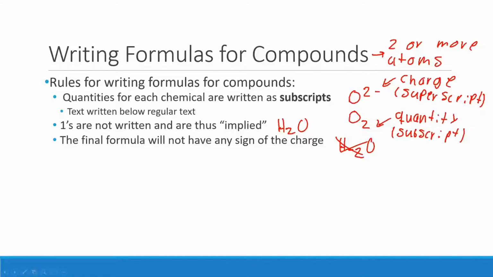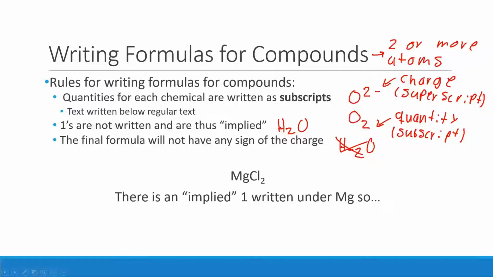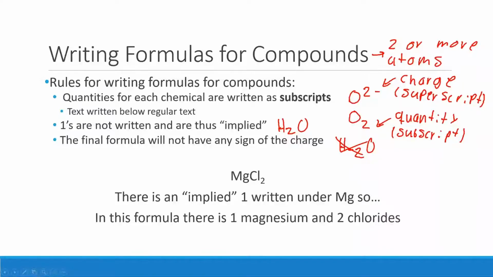So if we just wanted to look at one example that's already pre-written, we have magnesium chloride. Magnesium chloride is comprised of 1 magnesium and 2 chloride atoms. The reason why you only have 1 magnesium is because the 1 is just implied. So even though there's no number under magnesium, you're technically saying that there's a 1 under it by not writing it down. So in the formula, you have 1 magnesium and 2 chlorides. Make sure that you're comfortable with actually being able to differentiate between how many atoms of each one you have.